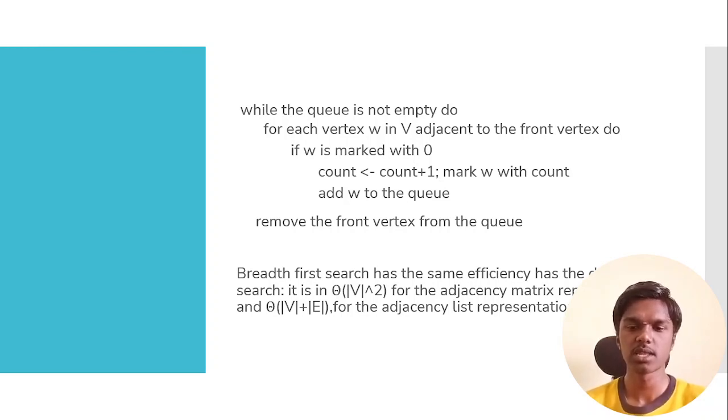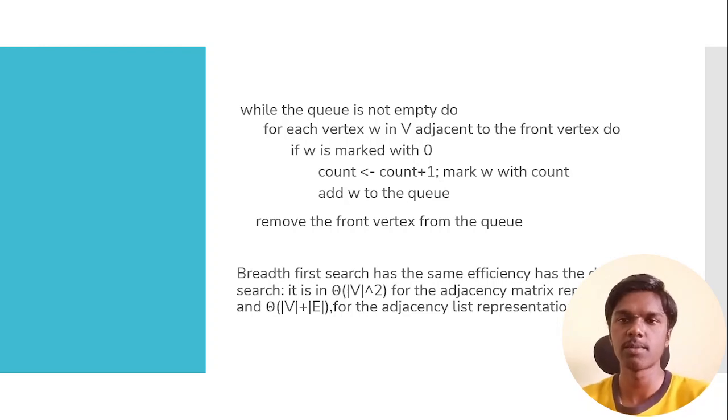It is theta of |V| square for the adjacency matrix representation and theta of |V| plus |E| for the adjacency list representation. So this ends my presentation.